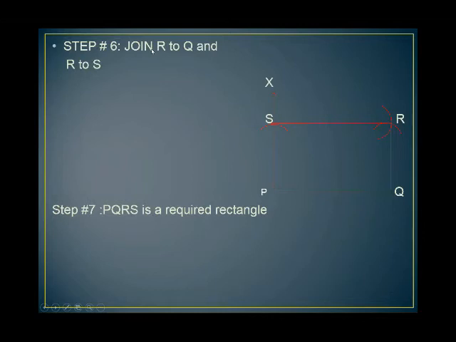Step number 6. Join R to Q and R to S. As I told you, by intersecting the two arcs, we get the point and we name it R. Now we have to join R with Q and R with S. And now we have a rectangle. PQRS is the required rectangle. I hope you will understand it.